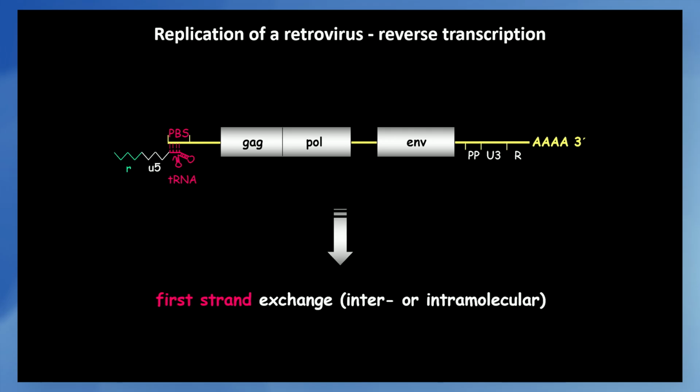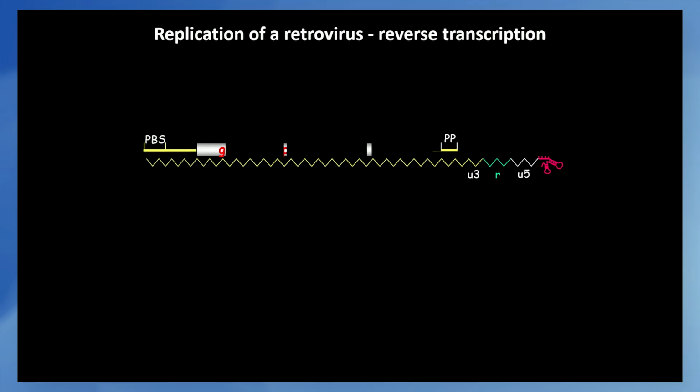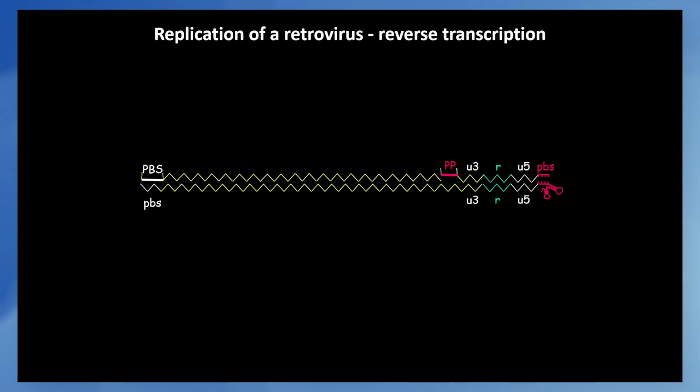So after first strand exchange, within the RNA molecule, in cis or in trans, intramolecular, reverse transcription continues through the whole genome, leaving short pieces of RNA still there, which then act as primers for synthesis of the double-stranded DNA. So strand displacement synthesis happens, and you get a double-stranded piece of DNA, which is not the complete provirus yet. So synthesis has to be completed.